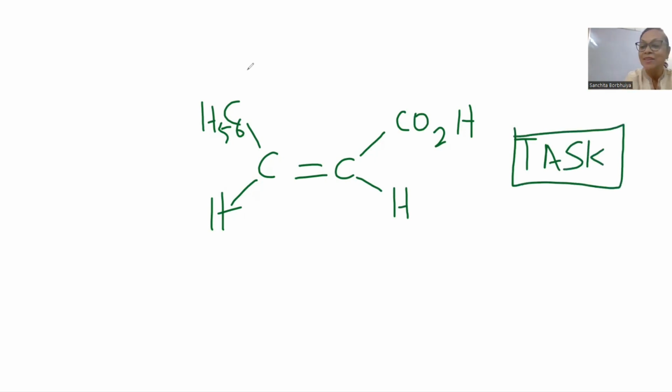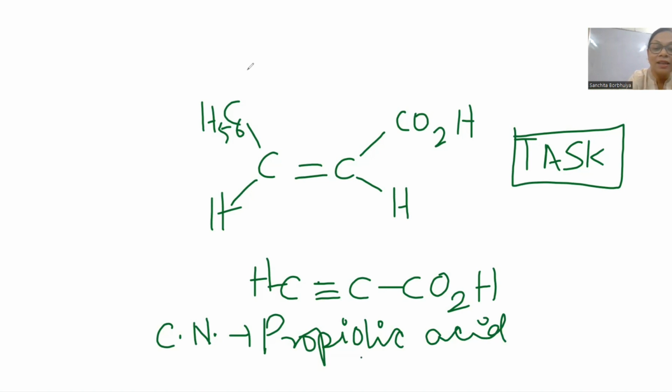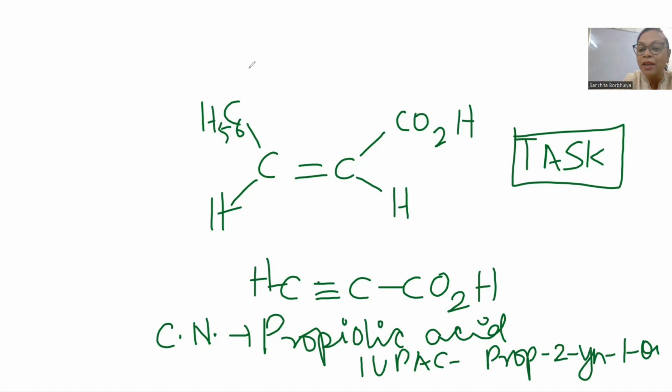Okay, and we will wind up with another acid. Just a minute, we haven't taken the triple bond carbon, such acids also exist, and the common name is propiolic acid, and the IUPAC name is prop-2-yn-1-oic acid. So with this, we have finished monocarboxylic acids, aliphatic carboxylic acids containing one carboxylic acid group.